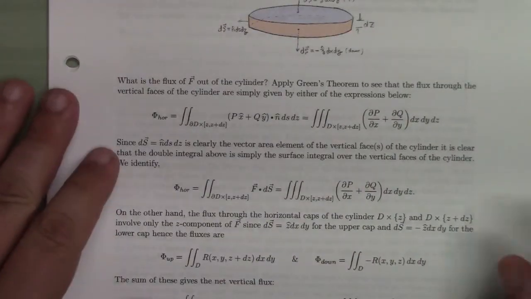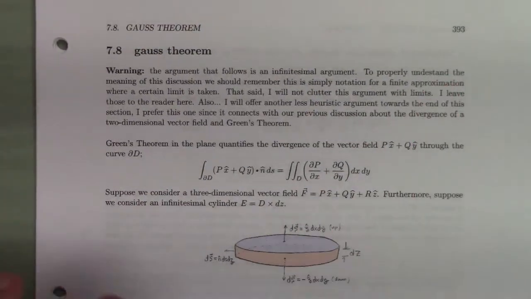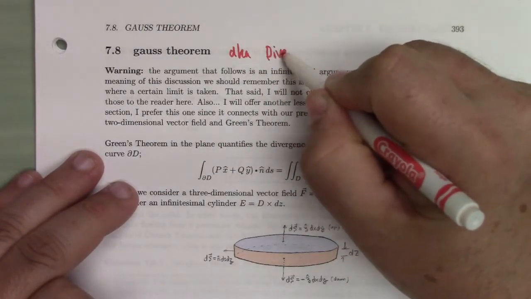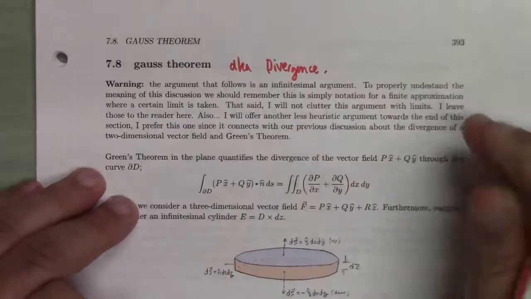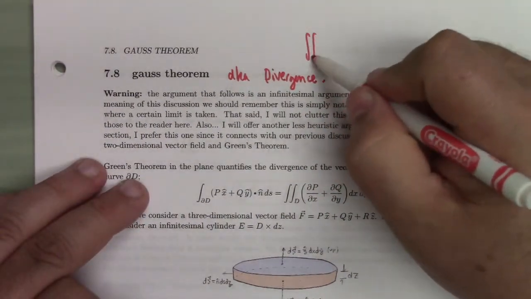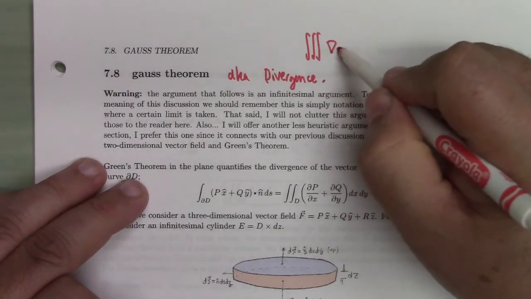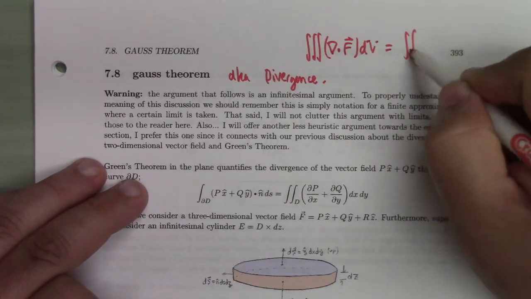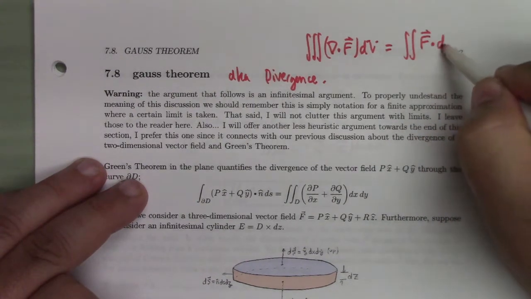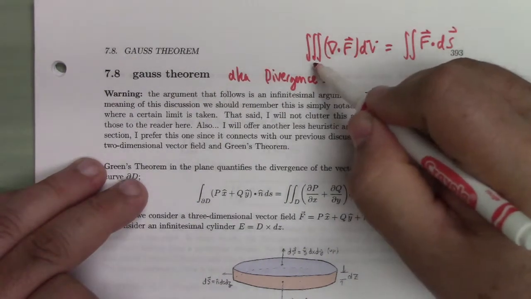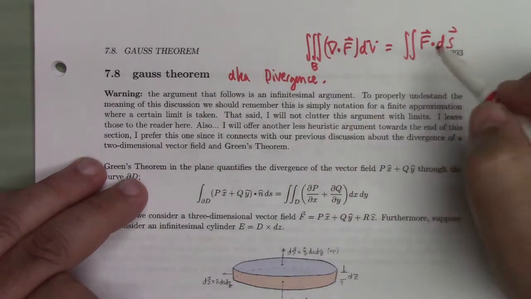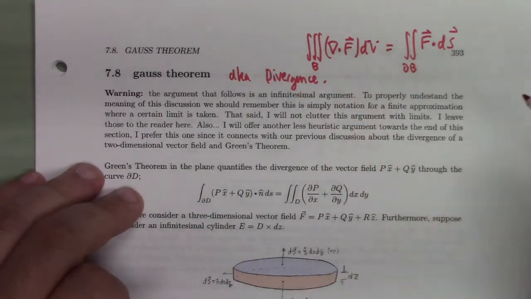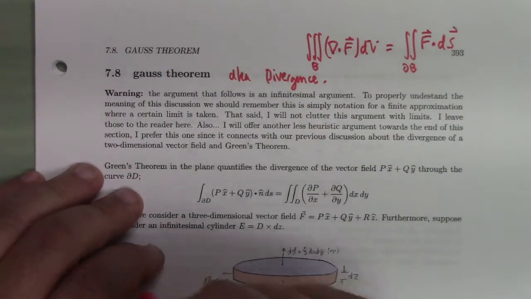Next up is Gauss's theorem, aka the divergence theorem. And just to give you a foreshadowing comment, all it says is that the triple integral over the divergence of a vector field is equal to the surface integral of the vector field. And this is over some region, let's say B, and this is over the boundary of B. So that's the next thing, this is the divergence theorem. So anyway, that's what we're doing next.